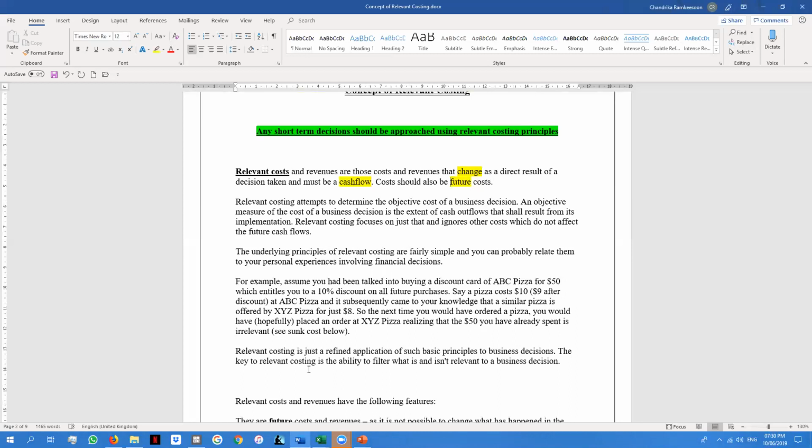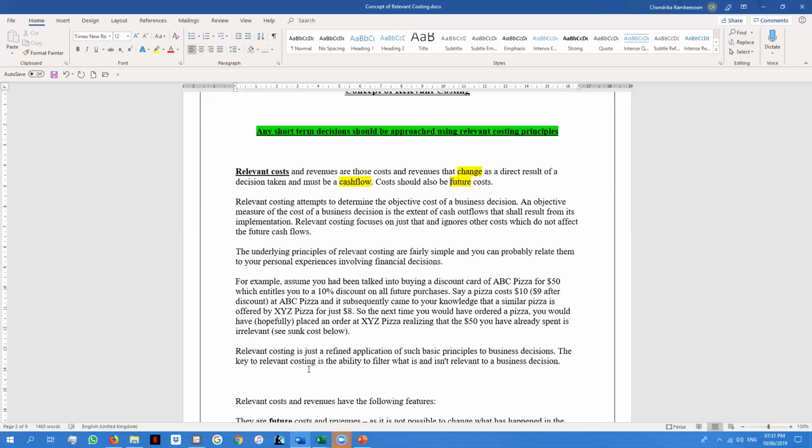I mean, think about it. It would be very silly for you to think like this. If indeed you're saying, you know what, I purchased that $50 discount card from ABC Pizza, where every future pizza that I buy, instead of $10, I'll pay $9. I'm going to make sure I take advantage of my discount. So I'm going to go to ABC Pizza and buy pizzas from there in future because I paid for a discount card and I'm going to pay the $9. Now think how silly that is. You will be a lot better off if you were to buy from XYZ Pizza and pay the $8.